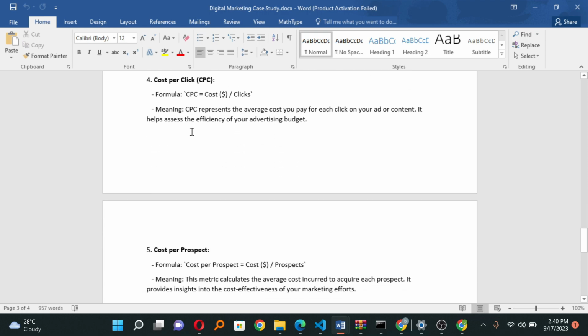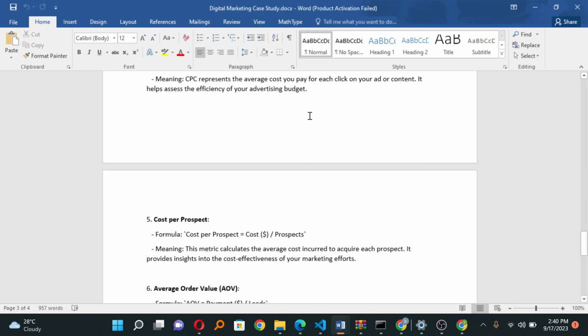Now we will see the cost per click. Cost per click is very simple: cost divided by clicks. It represents the average cost that we have paid for each click on our ad or content. It helps in assessing the efficiency of our advertisement budget.